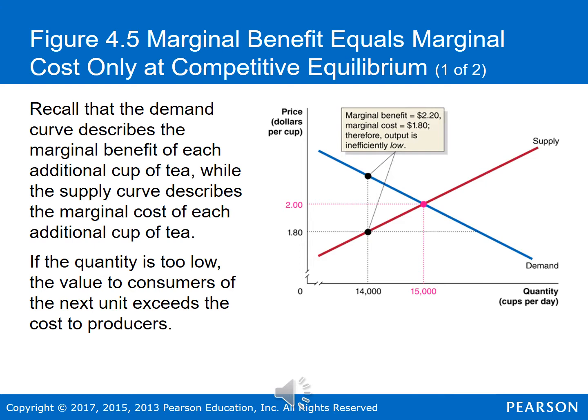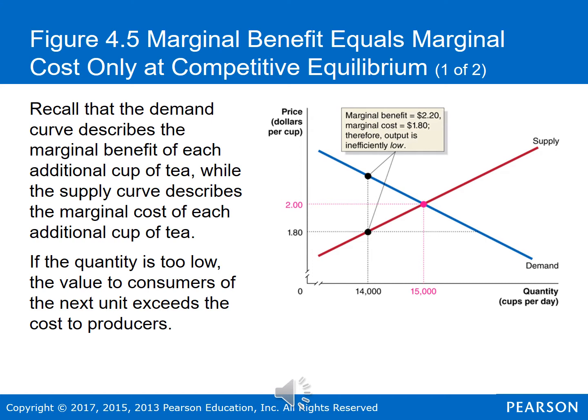At this point, the marginal benefit for consumers, that point on the demand curve, is $2. Also, the marginal cost for producers at that quantity is $2. So at that point, the marginal benefit equals the marginal cost, and that's our equilibrium. Now let's suppose that this isn't the case. Marginal benefit does not equal marginal cost.